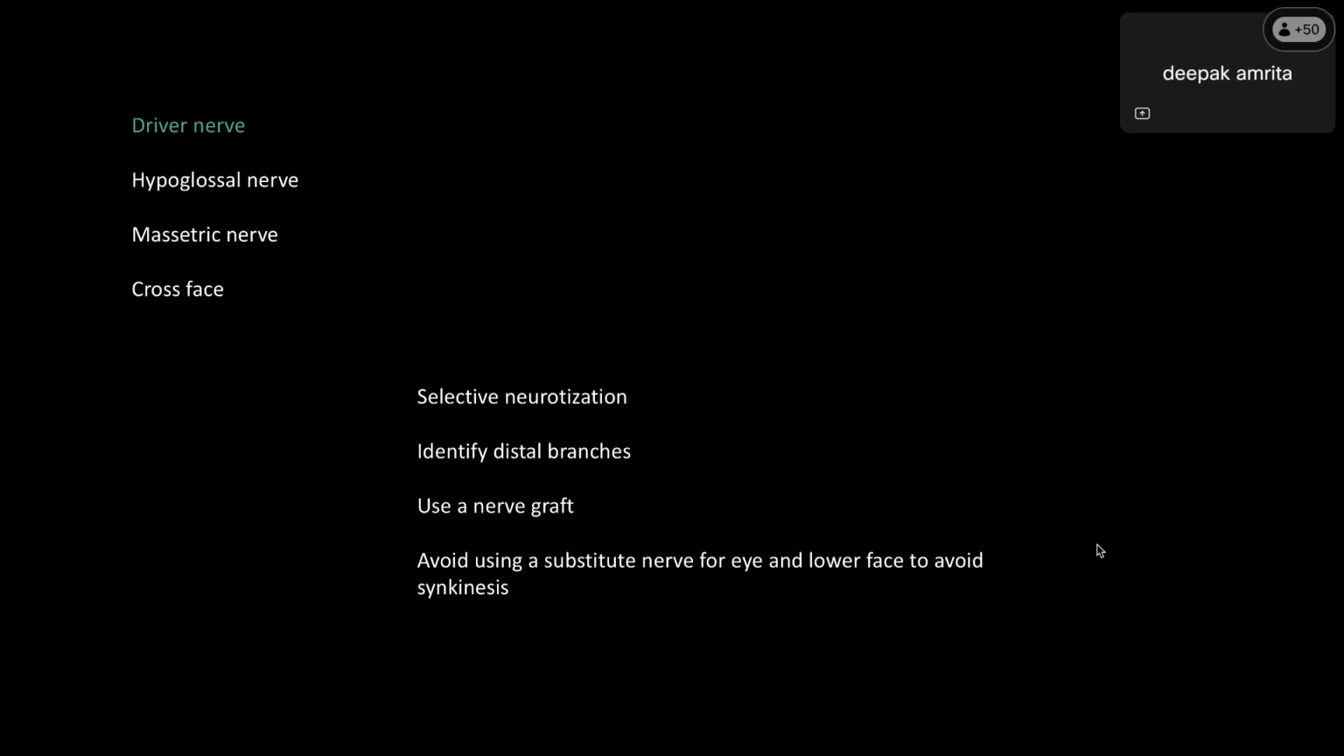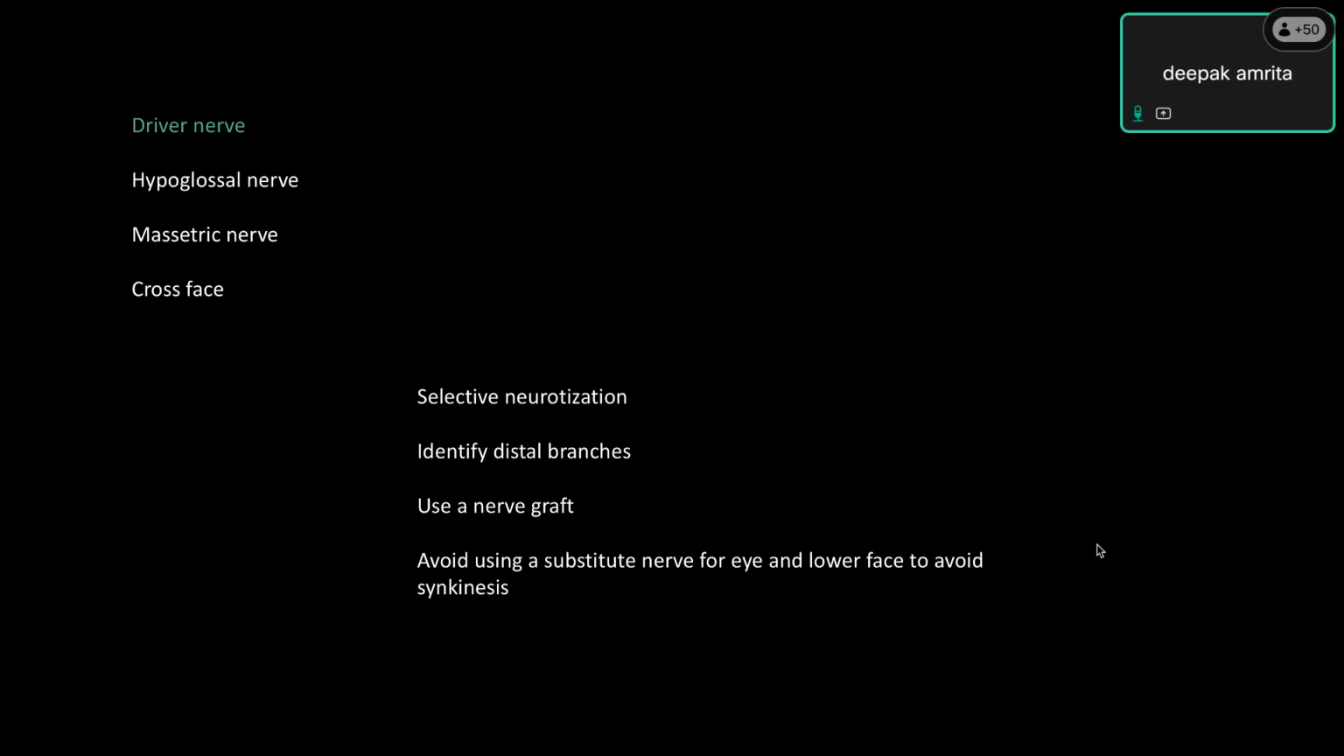So I mentioned the driver nerves are the hypoglossal nerve and the mesenteric nerve. These are nerve substitutions, meaning that the patient has to do a couple of exercises following the substitution, and the cerebral plasticity will make it an automatic movement after some point of time. Cross face is from the opposite side facial nerve buccal branch.